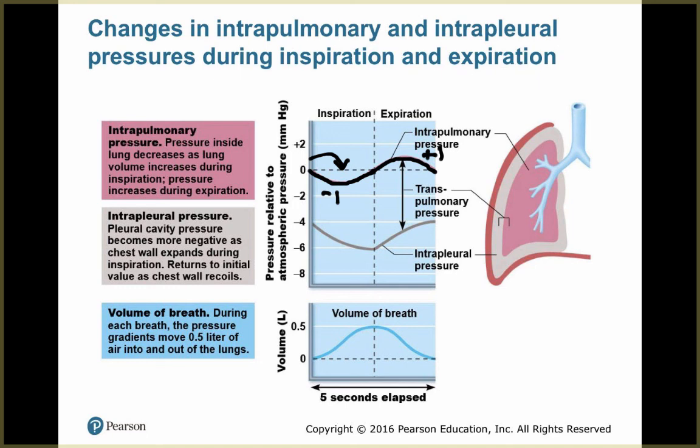And for the intrapleural cavity, you can see here that it starts at -4 because we don't want the lungs to collapse, and then it increases a little bit and goes back. And that's why you see the large volume of breath happening at the top, because that's the moment at which air is not moving due to pressures.